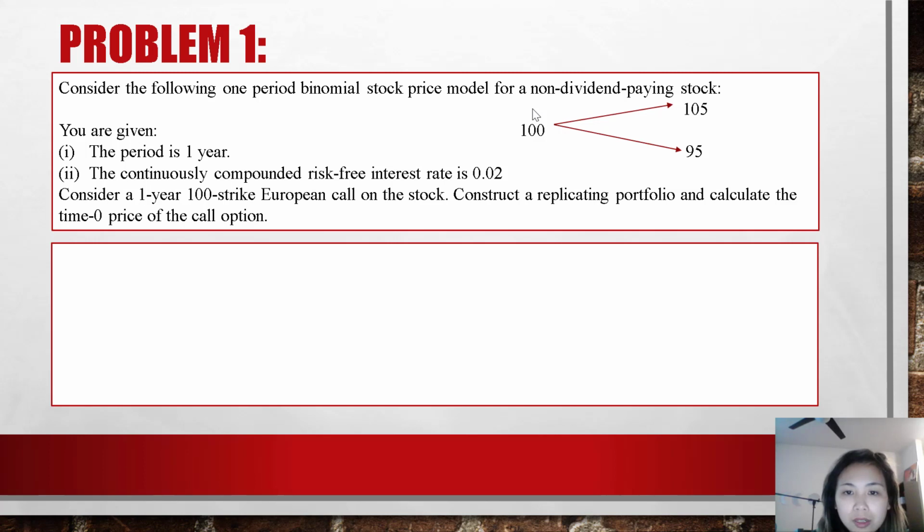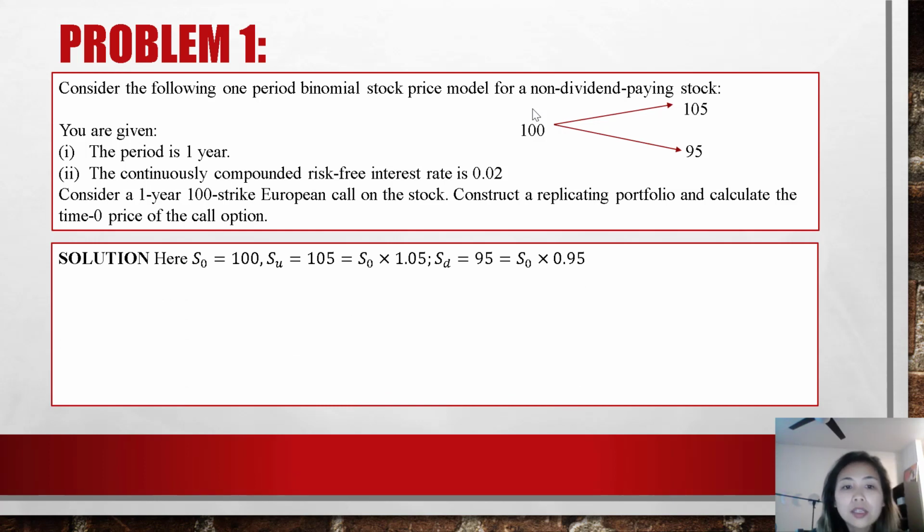Before we construct a replicating portfolio, let's calculate some important numbers. S0 is 100, the current stock price. Su is the upper stock price. The stock price can be either 105 or 95. 105 is the higher value, so this is Su, and Sd is 95. Su is S0 times 1.05, so 1.05 here is u. Similarly, Sd is 95, which is S0 times 0.95 because S0 is 100, so d here is 0.95.